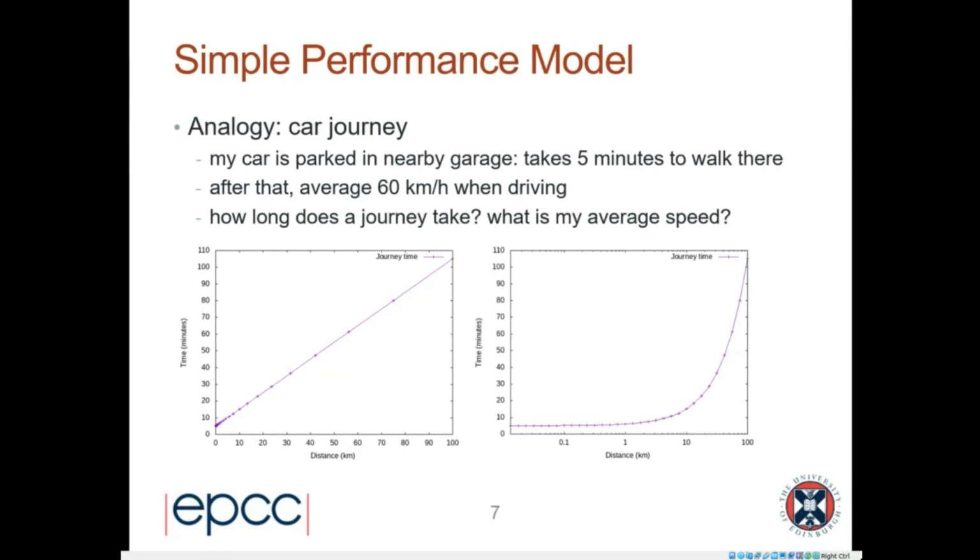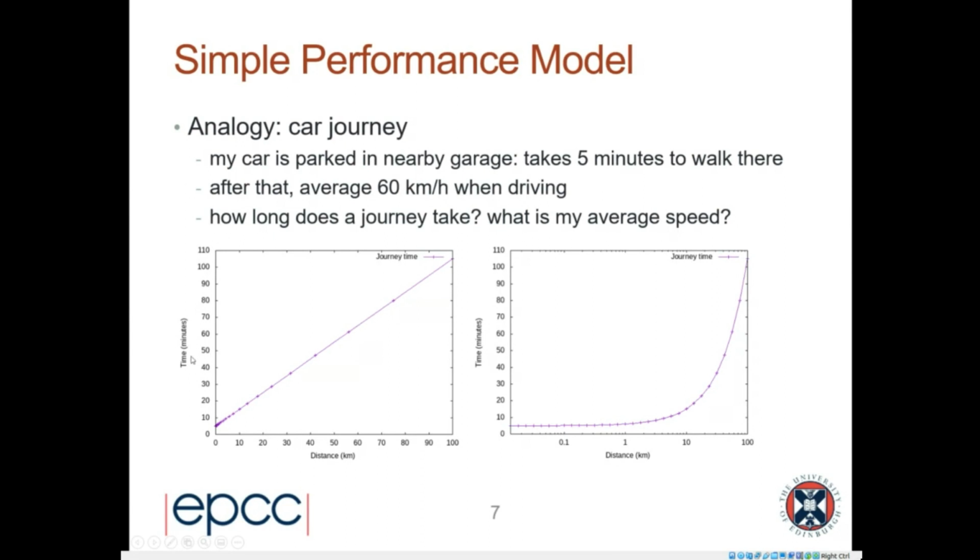I don't want to be preaching to the converted, but we want a simple performance model, and this is how we're going to characterize point-to-point performance. I like to use analogies. The analogy is a car journey. My car is parked at a nearby garage. It takes 5 minutes to walk there. After that, I average 60 kilometers an hour when driving because I get straight onto a main road. So how long does the journey take? What is my average speed?